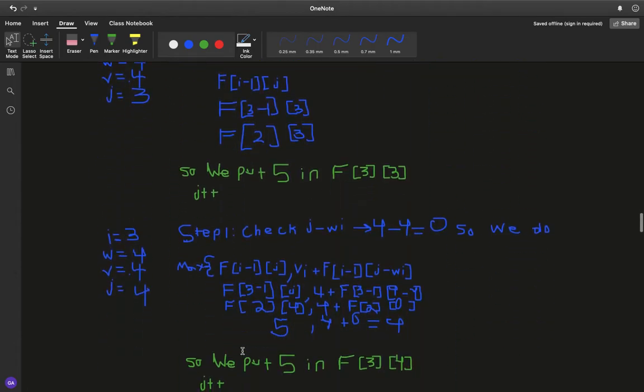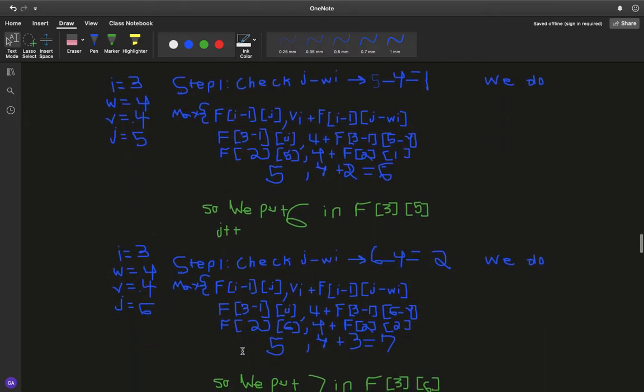Then we increment j. So j is now going to be 6. So j is the only thing that changes. We still have to check. That's our step number 1, always. We check j minus the weight. 6 minus 4 is 2. 2 is still greater than 0. So if it's greater than 0, we do the max. We choose the max value between these two.